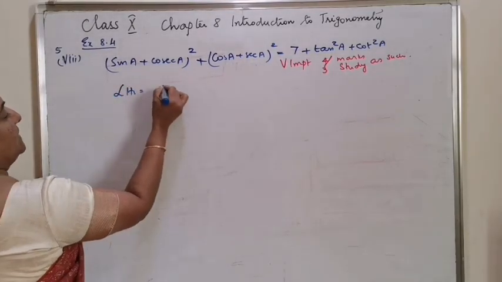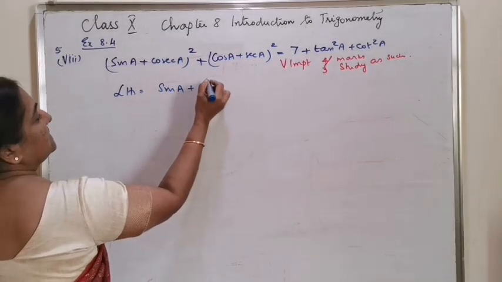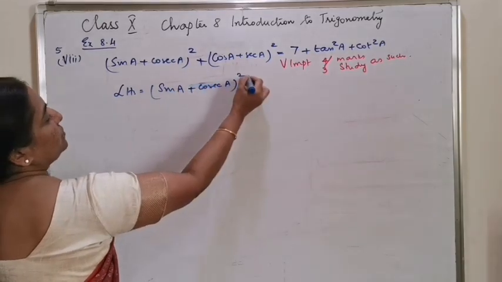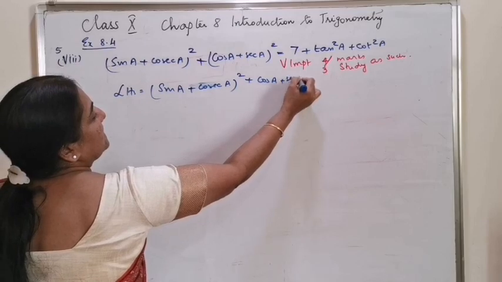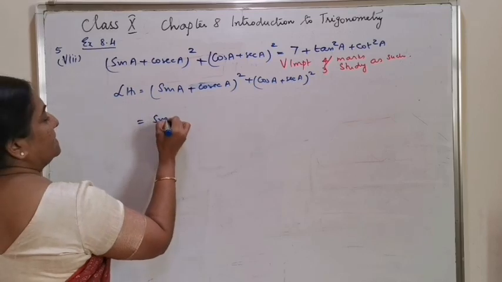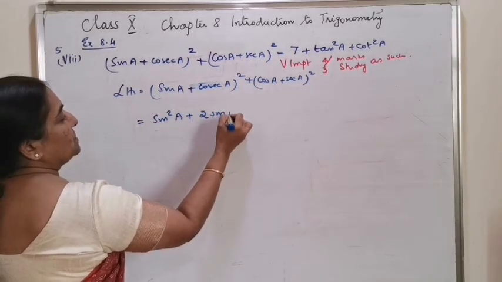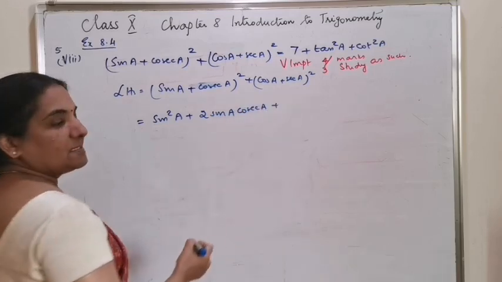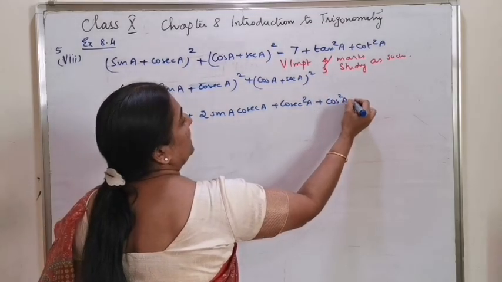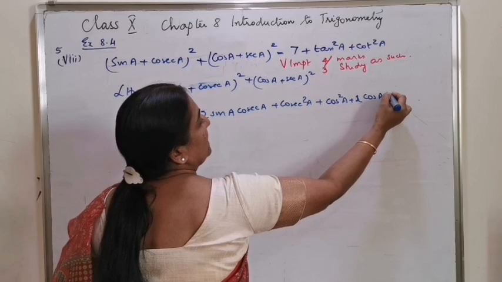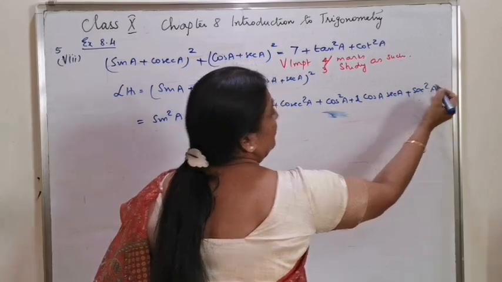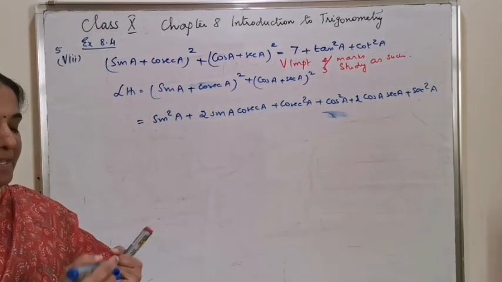So LHS is equal to (sin A + cosec A) whole square plus (cos A + sec A) whole square, which can be expanded as (A + B) whole square: sin square A plus 2 sin A cosec A plus cosec square A, plus cos square A plus 2 cos A sec A plus sec square A. First step is direct expansion of (A + B) whole square.